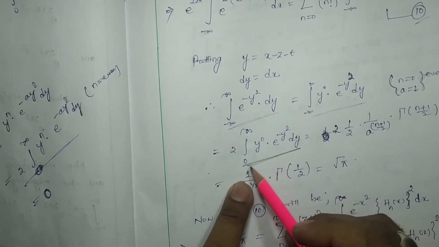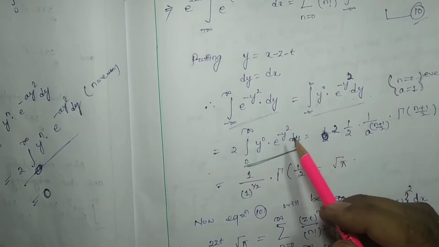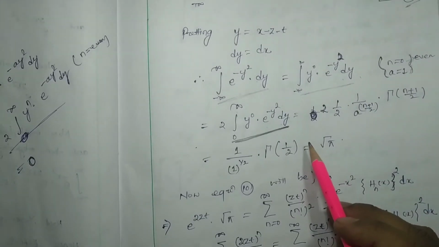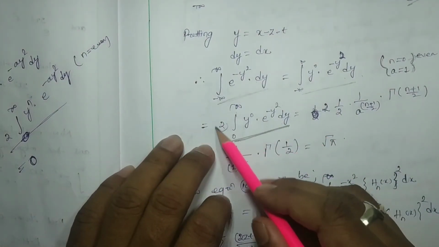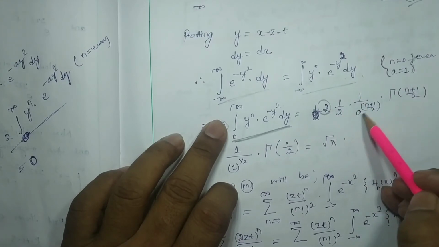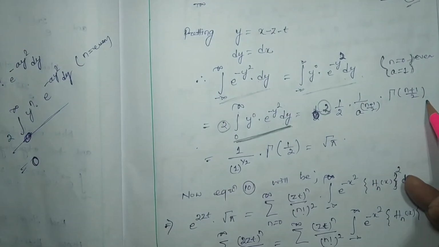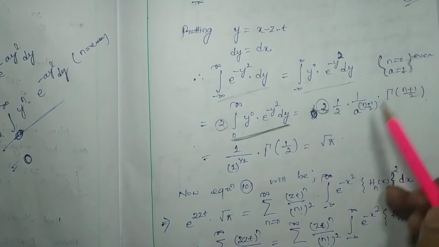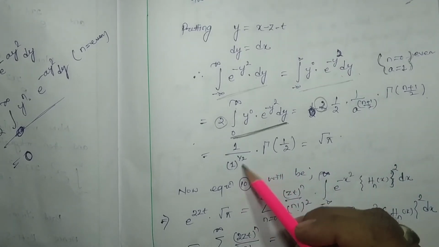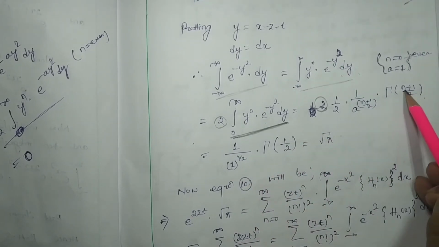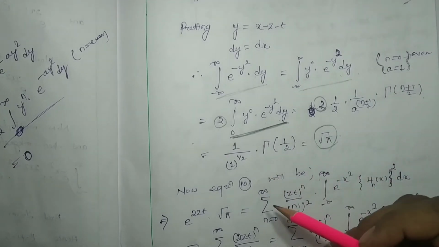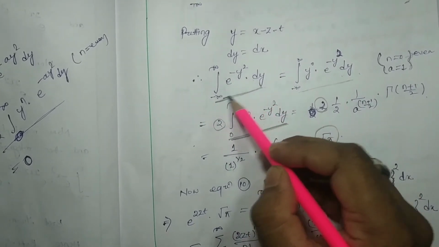So 2 is here. This much integration, I told, how much? That is 1 by 2, 1 by a to the power n plus 1 gamma n plus 1 by 2. So 2 is here, 2 is here. So this integration will be 1 by 2 into 1 by a to the power n plus 1 by 2 gamma n plus 1 by 2. Here a is nothing but 1. So 1 to the power n is 0, 0 plus 1 by 2, that means 1 to the power 1 by 2 means 1, gamma 1 by 2, because n equal to 0, 0 plus 1 by 2. That means gamma half, we know that is root pi. So this integration value we found.